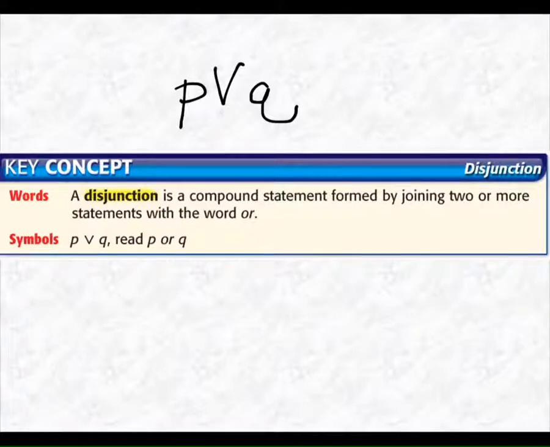Now the difference between and or is when you say the word or, only one of them has to be true for the whole thing to be true, right? When you say the word and, both of them have to be true. So if you see this, that's a disjunction, which means or.